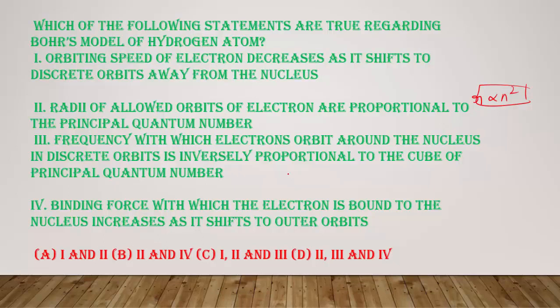And the third statement is frequency with which electrons orbit around the nucleus in discrete orbits is inversely proportional to the cube of the principal quantum number. No, it is the square of the principal quantum number. And fourth, binding force with which electron is bound to the nucleus increases as it shifts to outer state. No, here statement 3 and statement 4 are wrong. Only statement 1 and statement 2 are right. Option A is the right answer.